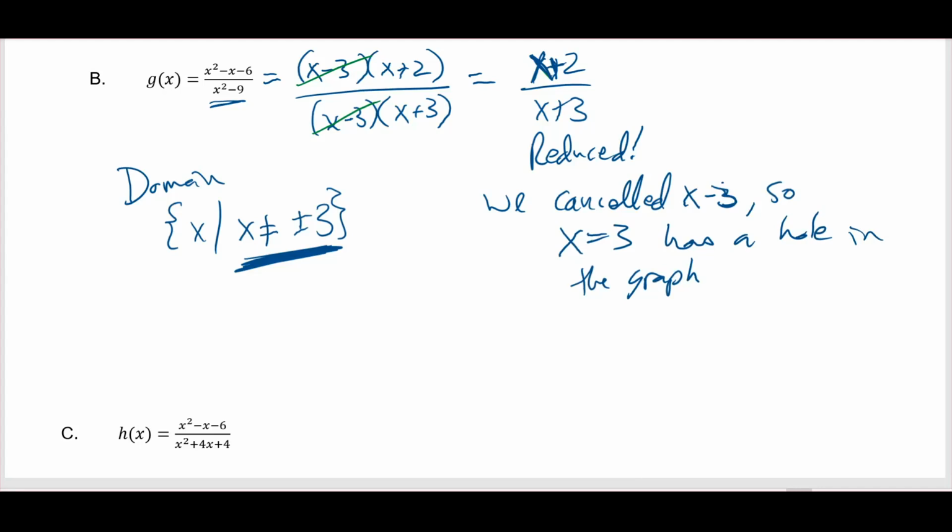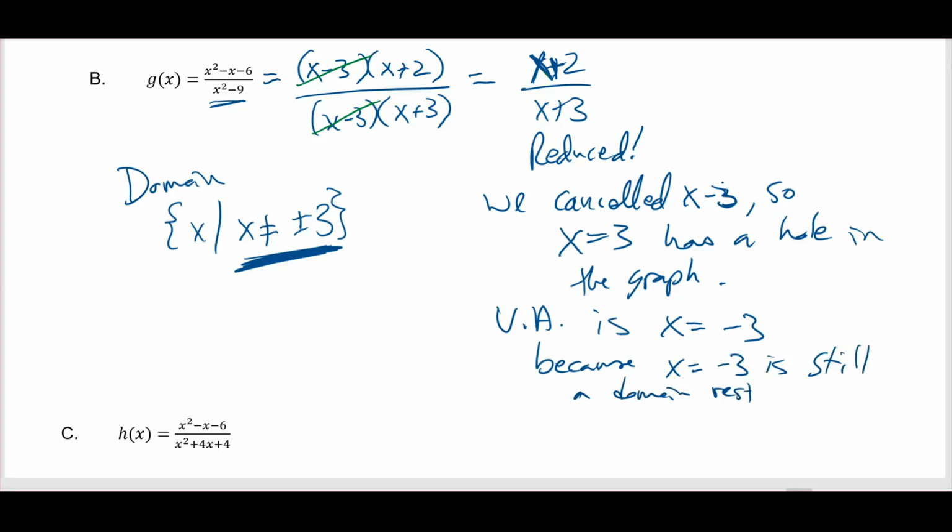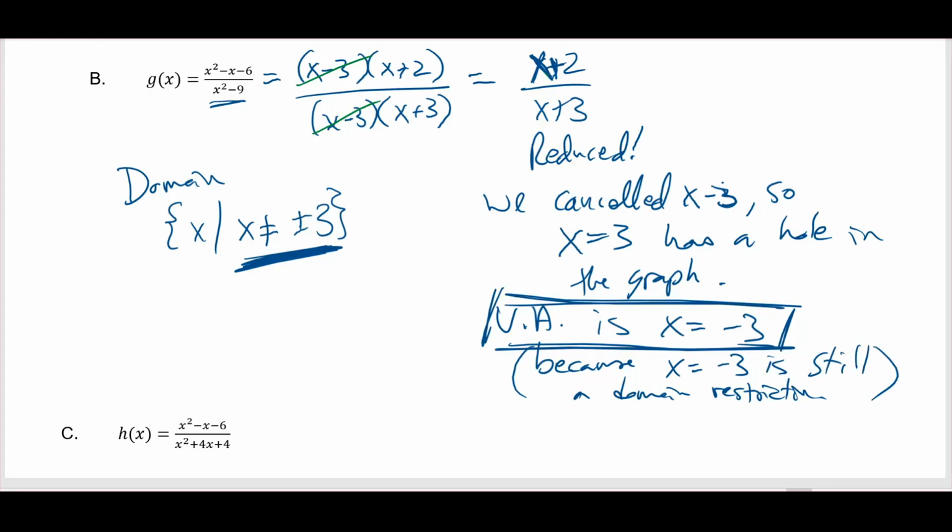Okay, so our other one, our remaining domain restriction, is a vertical asymptote. So this is x equals negative 3, right? Because x equals negative 3 is still a domain restriction. All right, so we've got a vertical asymptote, and we've got a hole in the graph where x equals 3. So a natural question here might be, what's the y coordinate?